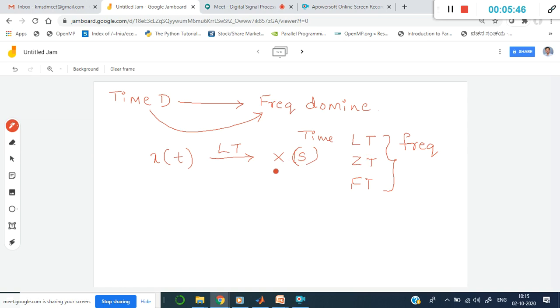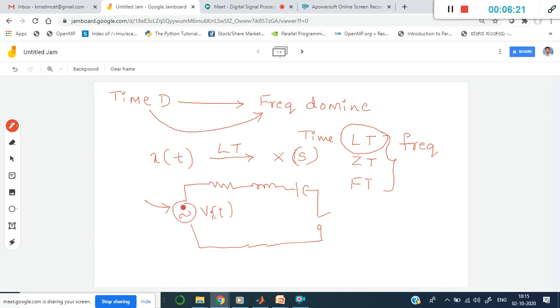Okay, now in network analysis, you might have observed a signal which is all the time continuous with respect to time. So you apply the voltage Vi of t, right? There will be some passive elements connected, like RLC circuits. Then you analyze this, there might be one switch here like this. So this is how one of the circuits may be. Now you want to analyze this with respect to time domain.